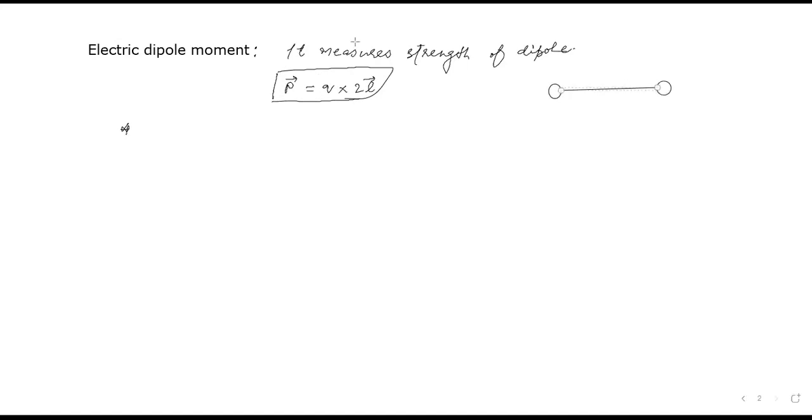You can draw this again. This is your plus Q. This one is the minus Q. The direction of the electric dipole is always from negative to positive charge. Remember, always. And the separation between them we are taking as 2L. What is the reason behind taking 2L? We will discuss in the next heading. What is the SI unit? The SI unit of electric dipole moment is coulomb meter, and it is a vector quantity.